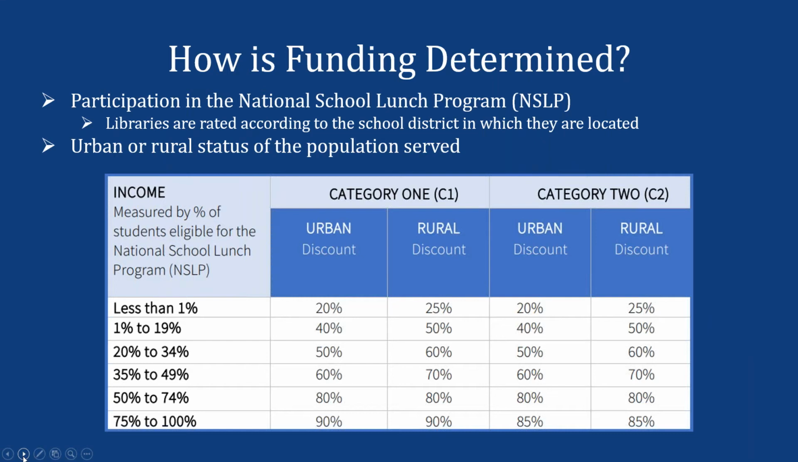So how is funding determined? Funding is determined based on the National School Lunch Program, and libraries are rated on the same program within the school district in which they are located. And then, of course, the urban and rural status of the population served. So if you have more students that are eligible for the National School Lunch Program, you get more funding, and that makes sense. Category 1, Category 2, we're going to talk about that in a minute, but this chart outlines the percent discount.